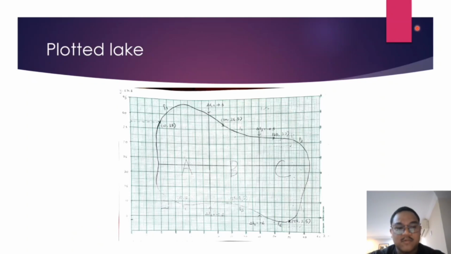Now after plotting the shape of the lake onto graph paper, this is what we will get. Along the y-axis, it is labeled from 0 till 45, and along the x-axis, it is labeled from 0 until 65. As you can see on the graph paper, we put a few marks on it to show the points that we use to do our calculations.